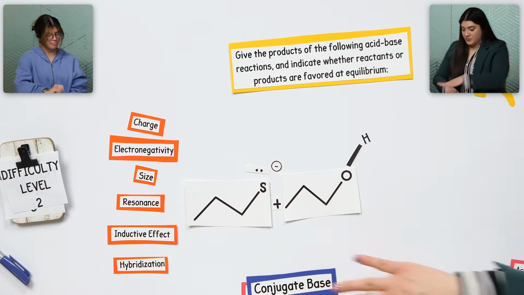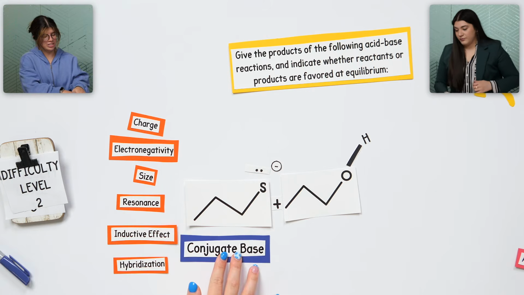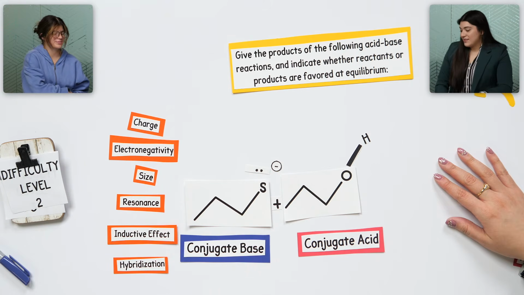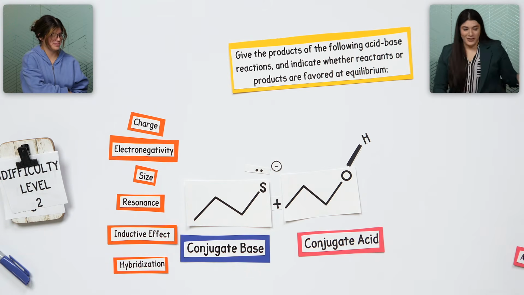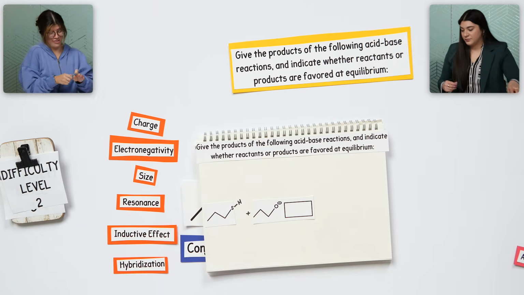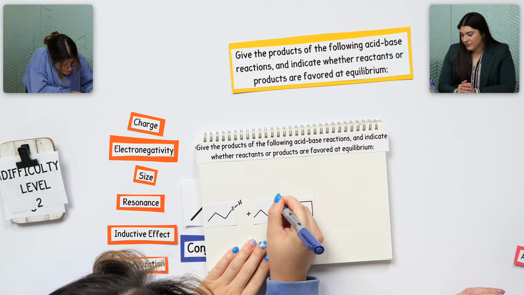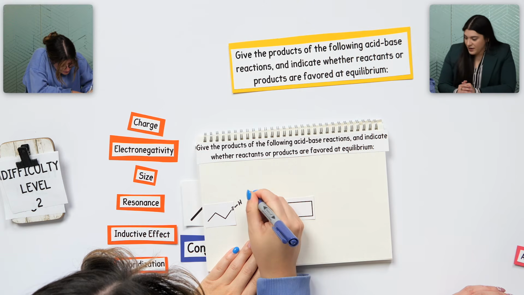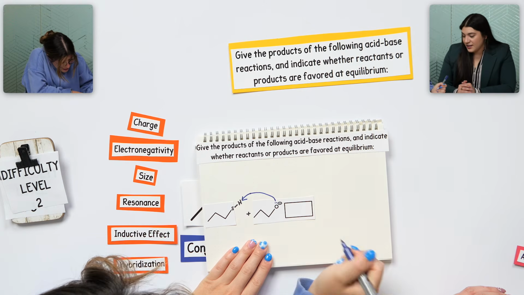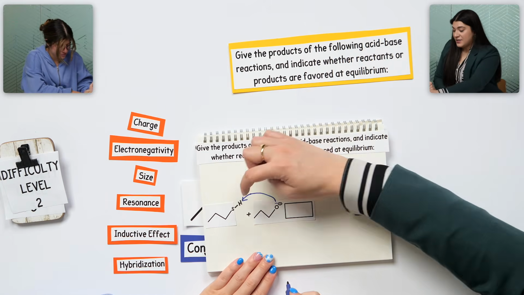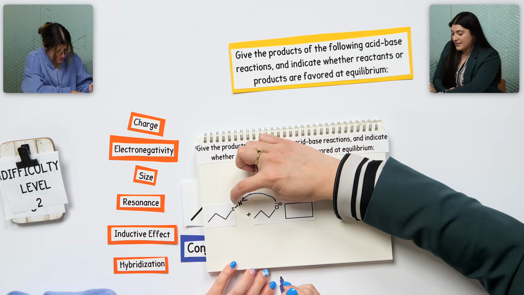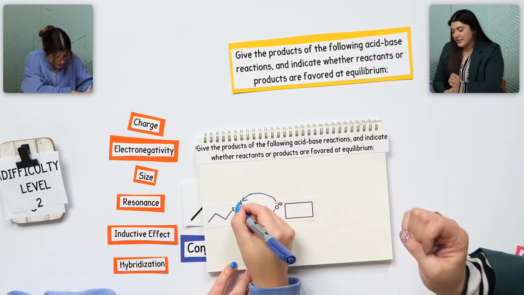So go ahead and pick which one's which. This is our conjugate base now, and this is our conjugate acid. Exactly. That's what we're drawing. So we're going to draw now. From the lone pair to the hydrogen, that's our first step. And then we said this guy is then going to move on to the next atom.